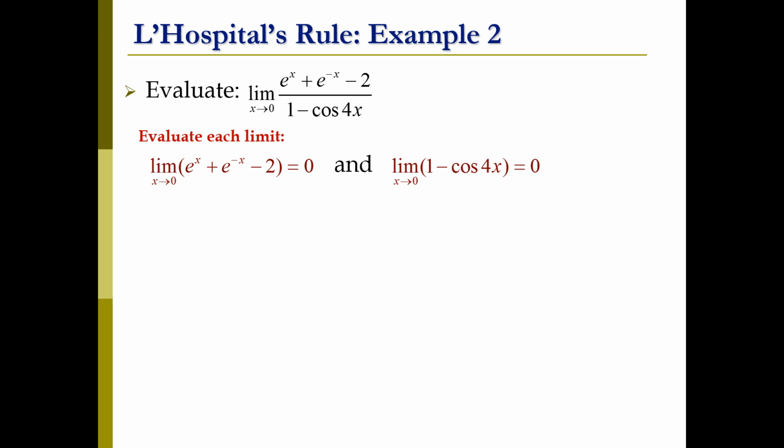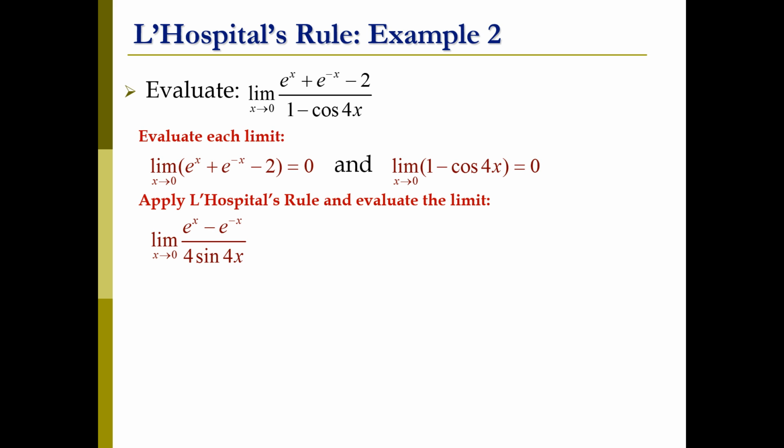If we find the limit as x approaches 0 of the denominator, 1 minus cosine of 4x, we get 1 minus 1, which is also 0 if we apply direct substitution. Since both the numerator and the denominator give us 0, we can apply L'Hopital's rule. If we find the derivative of the numerator, we get e to the x minus e to the negative x, all over 4 times sine of 4x.